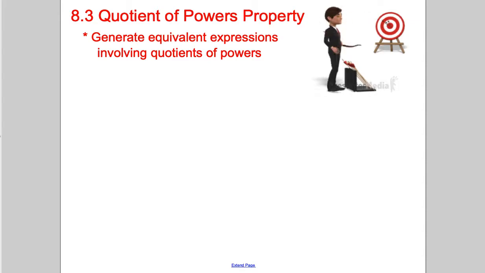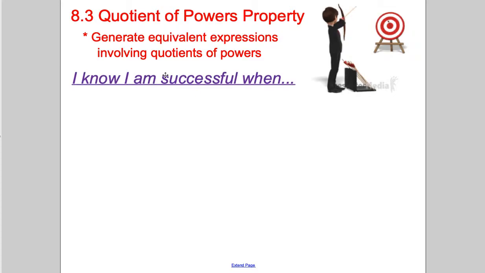8.3 is called the quotient of powers property. And what that means is that you're going to be generating equivalent expressions involving quotients of powers. That sounds yucky. It's really, really easy. You're going to be so shocked at how easy this is, and you're going to be so excited that you've learned it. So let's take a look at our learning targets right away, okay?